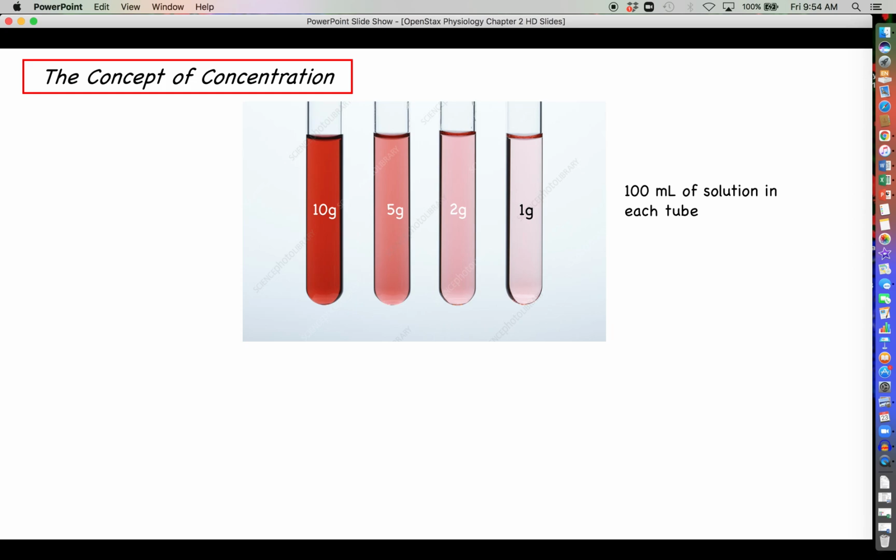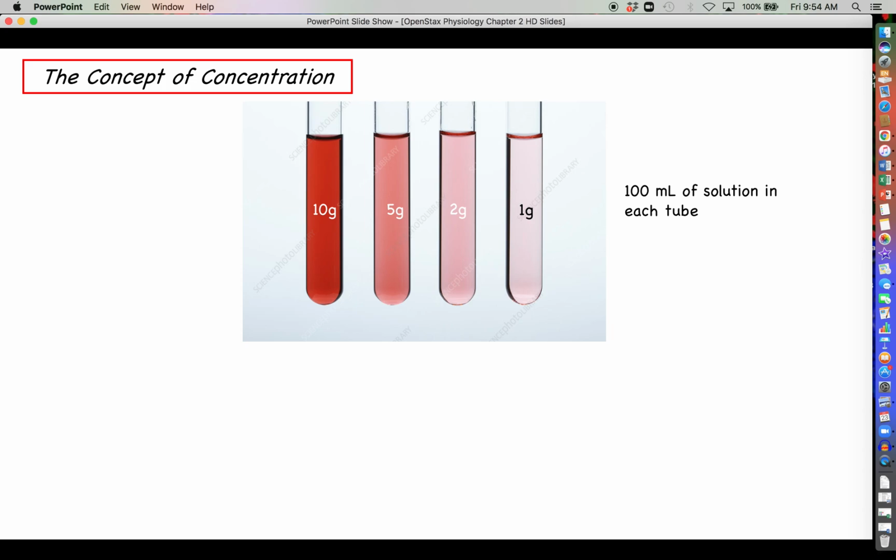So you can see the leftmost tube, from left to right, we'll just call these tubes A, B, C, and D. Tube A received 10 grams of solute. Tube B received 5 grams, Tube C received 2 grams, and Tube D on the end received only 1 gram.